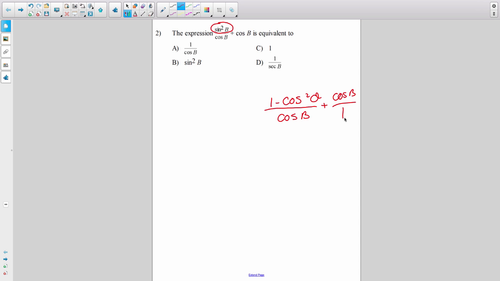So this one actually requires adding. You're adding two functions, two fractions. So let's put this one over 1. Let's find a lowest common denominator. So I believe that would be cosine b. And in order to get the denominators the same, this guy's okay. He has it, cosine b. This one does not. So we would want to multiply top and bottom, in this case, by cosine b.